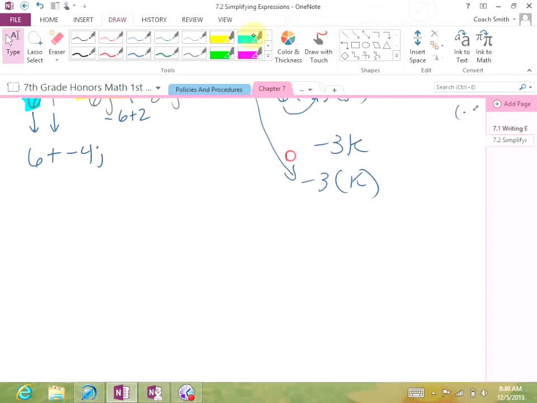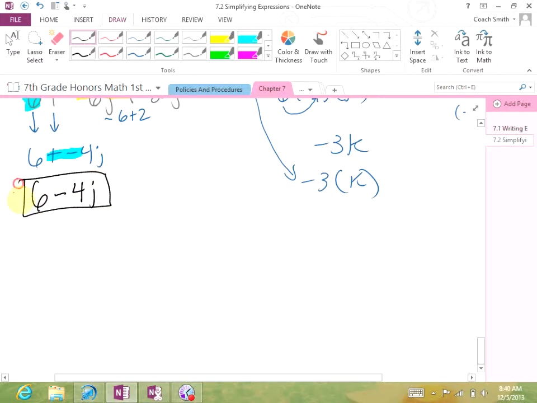Now, back to this problem. Once again, you have plus and negative. So we really need to write this, since it's our final answer, as 6 minus 4j. We won't count it wrong if it's plus and negative. In fact, I'm sure somebody will ask me tomorrow, oh, they have plus and negative instead of minus signs. That's the same thing. Yes, it is.